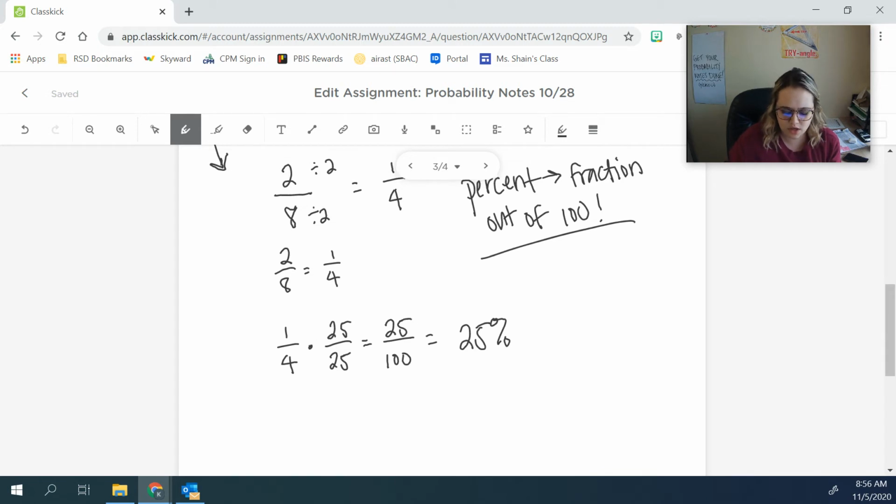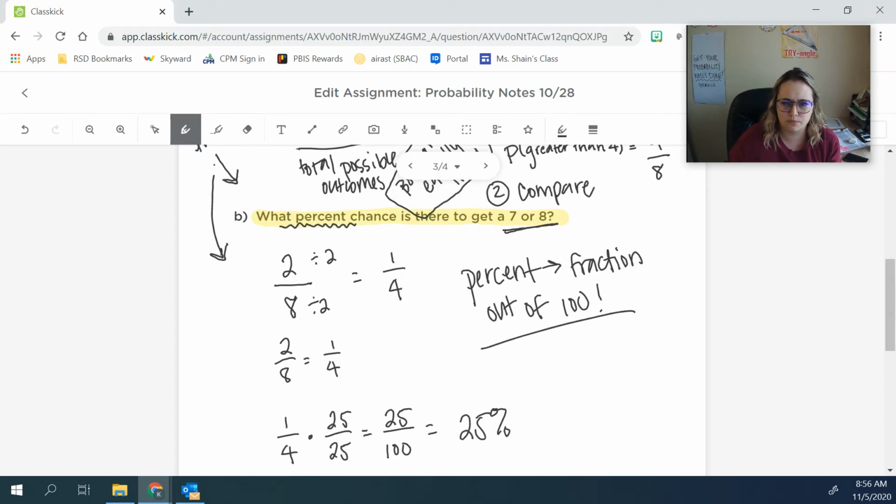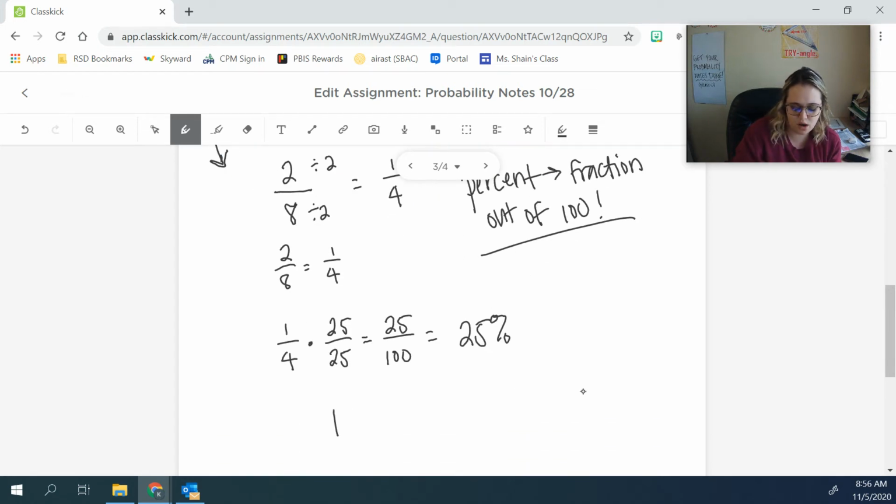Now, what did we just figure out in the context of the problem? Okay, so we just figured out that the probability of getting a 7 or an 8 is equal to 25%.